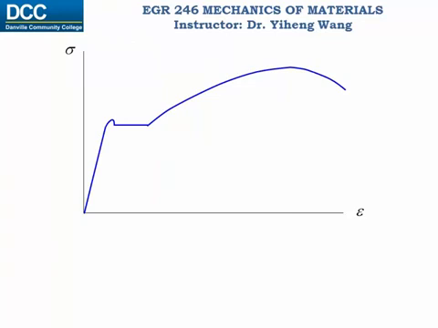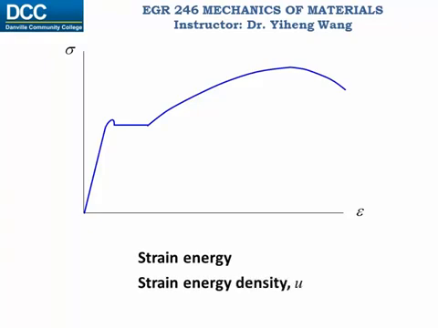During deformation, the material will absorb energy and store the energy internally through its volume. This energy is called strain energy, and strain energy per unit volume of the material is called strain energy density, denoted by U. Mathematically, the strain energy density at any given point equals the integration of the stress-strain diagram, or the area under the curve.